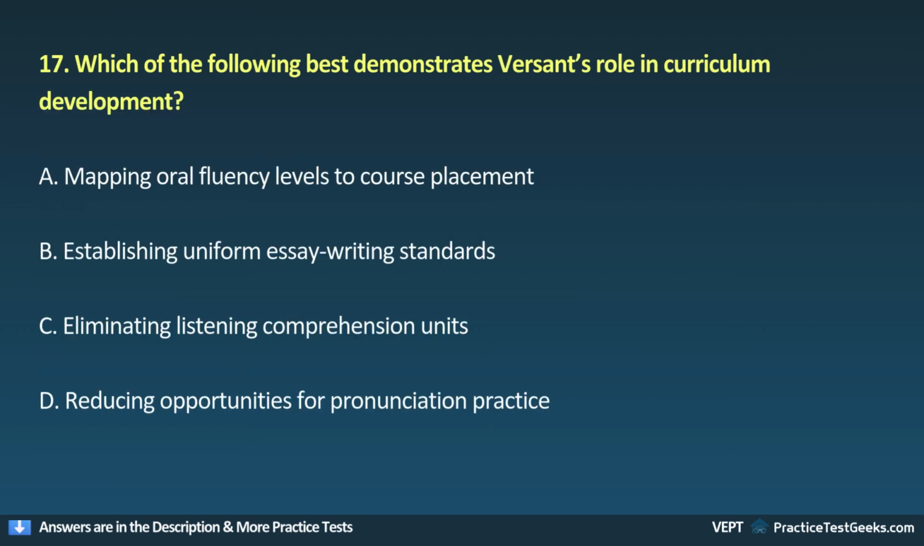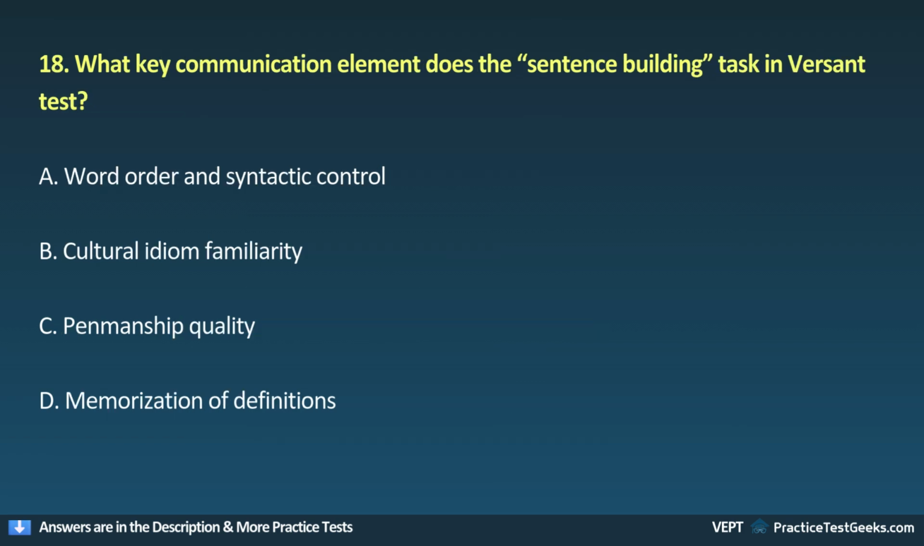17. Which of the following best demonstrates Versant's role in curriculum development? A. Mapping oral fluency levels to course placement. B. Establishing uniform essay writing standards. C. Eliminating listening comprehension units. D. Reducing opportunities for pronunciation practice.